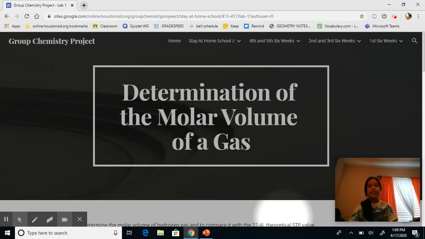Hi Penmoon, and this is our formal lab report for lab 1. So this is the determination of the molar volume of a gas.